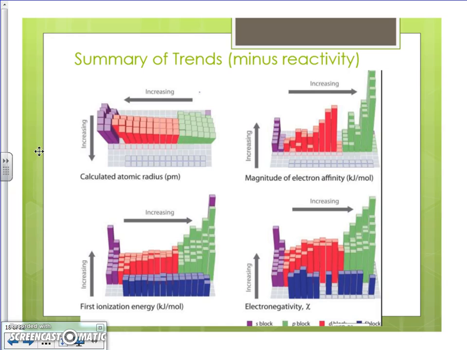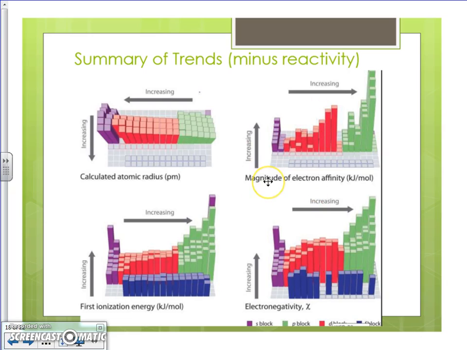All right, so summary of trends. Atomic radius here. Electron affinity we didn't talk about, but actually it's the exact same thing as electronegativity. I should have changed, I've messed up here, I should have changed that to ions.